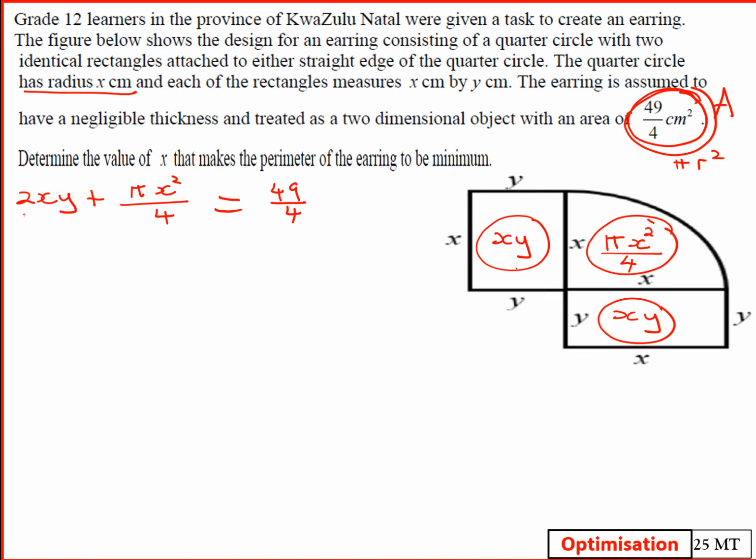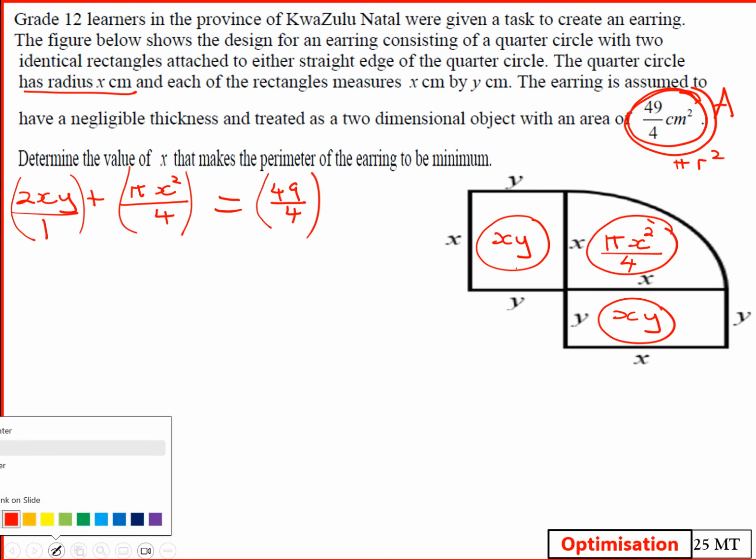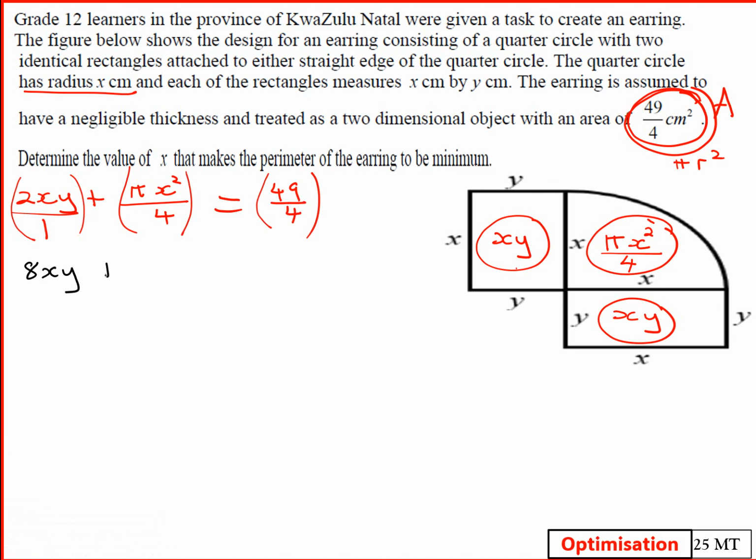So let's put the first term over 1. We have an LCD of 4, so we're going to multiply each term by 4. Multiplying the first term by 4, we get 8xy. In the second term, the 4's will cancel off, and in the third term, the 4's will cancel off. We have 49. So we're going to solve for y. We can now conclude that 8xy is equal to 49 minus pi x squared.